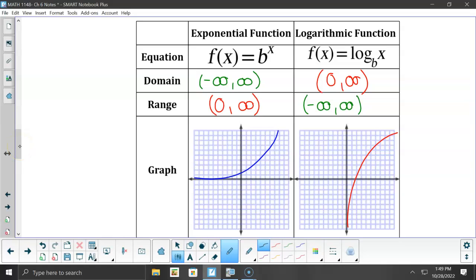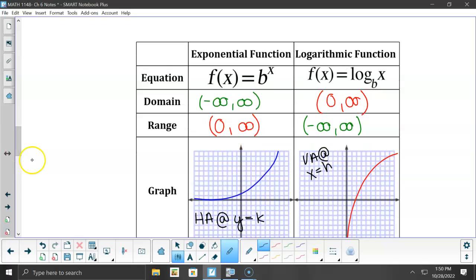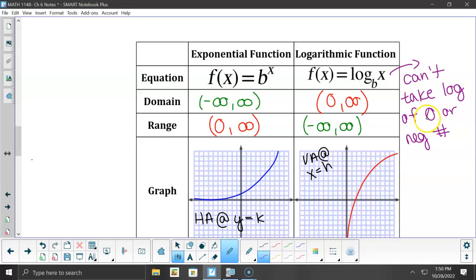So this one's got a horizontal asymptote, y equals whatever k is, correct? So what kind of asymptote do I have for this one? It's vertical. Vertical asymptote at x equals h. So it flips. Instead of going from k, it goes to h. That's a 0, by the way. Can't take the log of a 0 or a negative number.